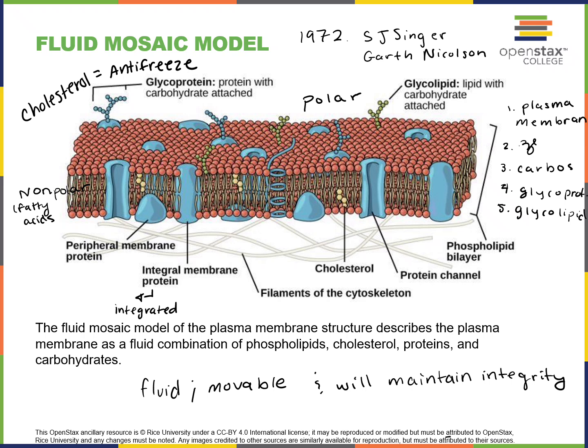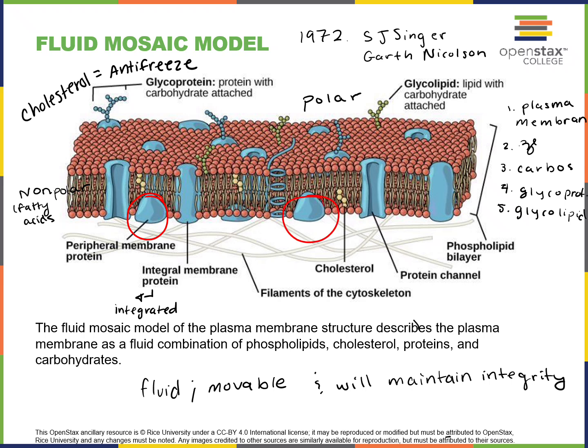They will usually span the entirety of the cell membrane. So they will have one end going out the outside, one end coming in. Okay. Peripheral proteins are usually just hanging out on one side. So this guy here is a peripheral protein. He's just on one side, just hanging out.